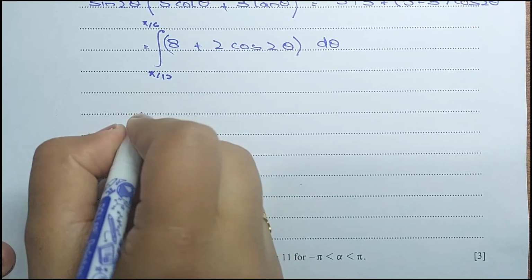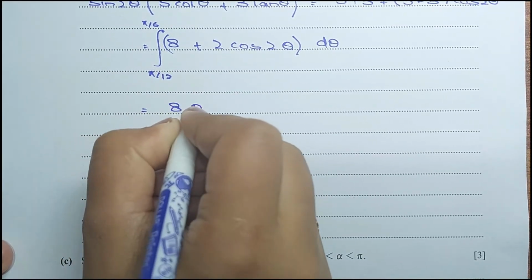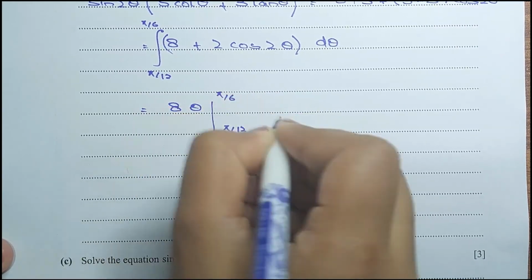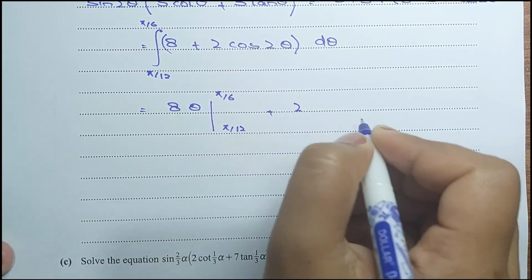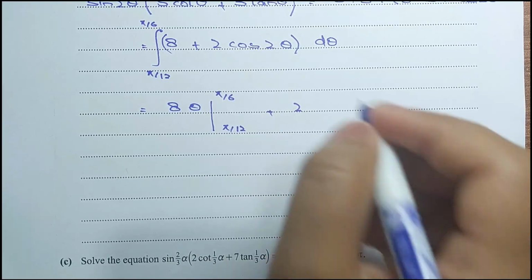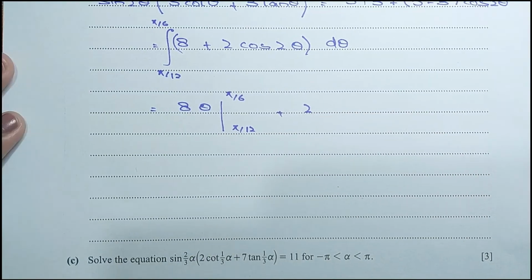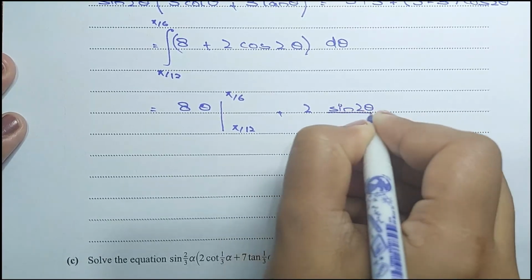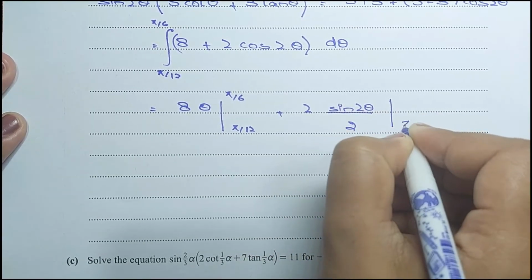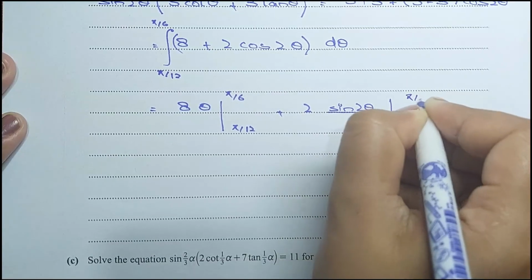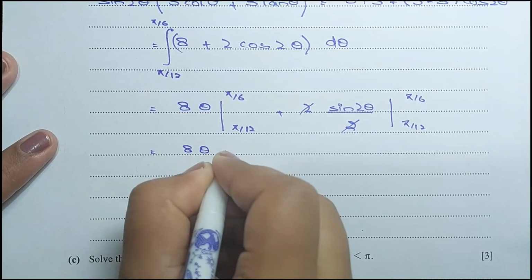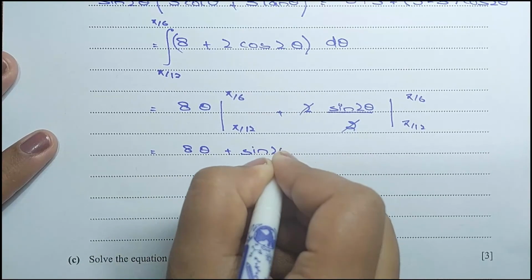Alright, now the integration of 8 is theta from pi by 12 to pi by 6. Okay, so 2 is outside. The integration of cos 2 theta is sine 2 theta, and the derivative of 2 theta is 2, and the limits are from pi by 12 to pi by 6. We can cancel 2 with 2. So we have 8 theta plus sine 2 theta.